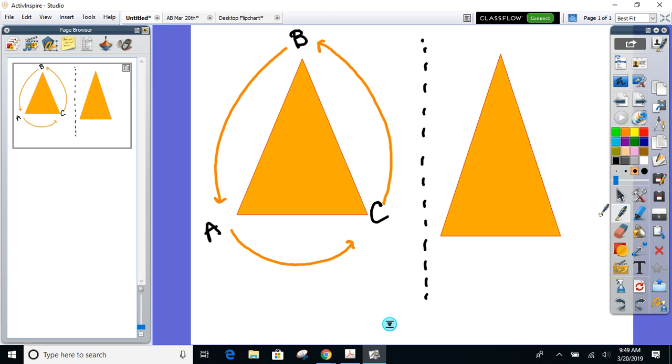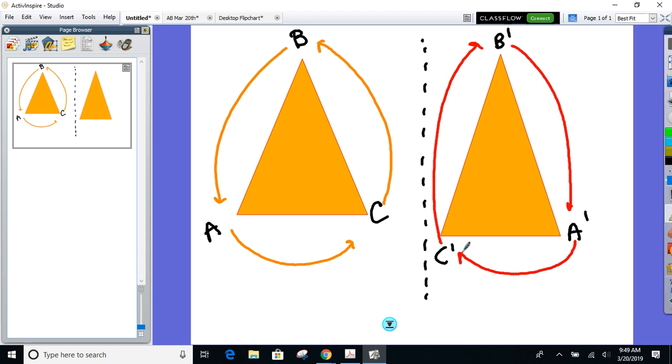I'm just saying that's the same size. So if I flip it over that line, that dotted line, B prime will still be here, right? What's going to be over here? A prime, and then here will be C prime. Ready? What was your order again, Emily? Which direction am I going now, everybody? So does it change the orientation if I do a reflection?